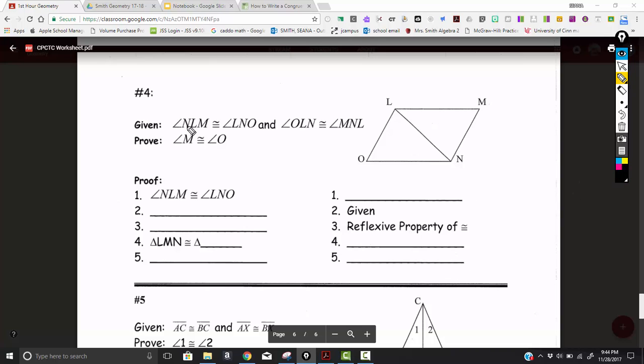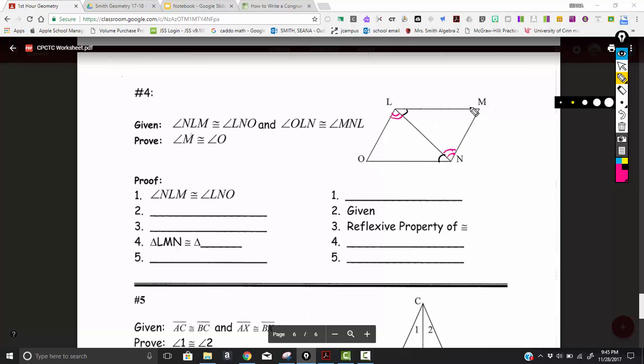Okay, so angle NLM is congruent to angle LNO. So here we go, tracing NLM, that's this little piece, is congruent to LNO, right here. Ooh, if we had parallel lines, we could say we had alternate interior angles. OLN, this little piece, is congruent to MNL. So I turned right here at N. Okay, so we're given those 2. And now it says prove angle M is congruent to angle O. So I want to prove this is congruent to this.